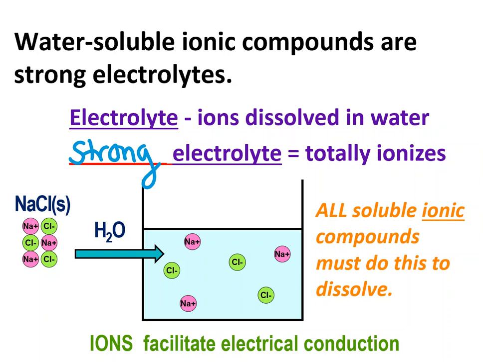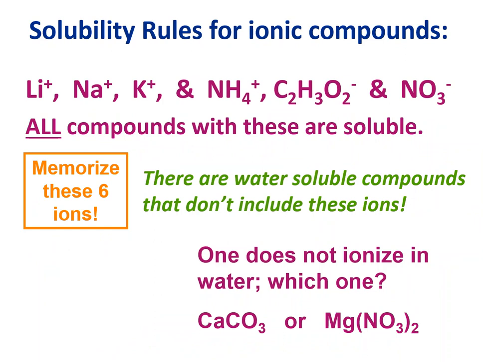Once again, all ionic compounds that dissolve in water must be strong electrolytes because they have to break apart in order to dissolve. And do remember, ions are the key to conducting electricity. Well, not all ionic compounds dissolve in water, so not all ionic compounds are electrolytes. If they don't dissolve, they're not forming ions. And so how do we know which ones?